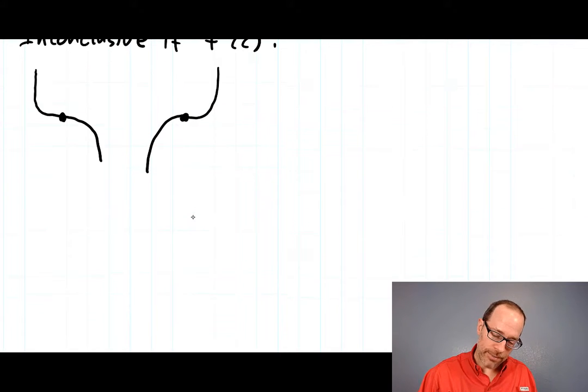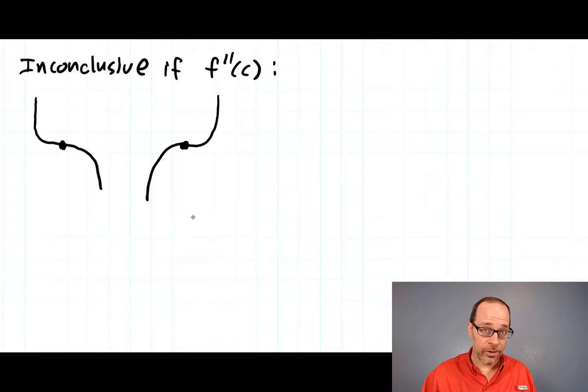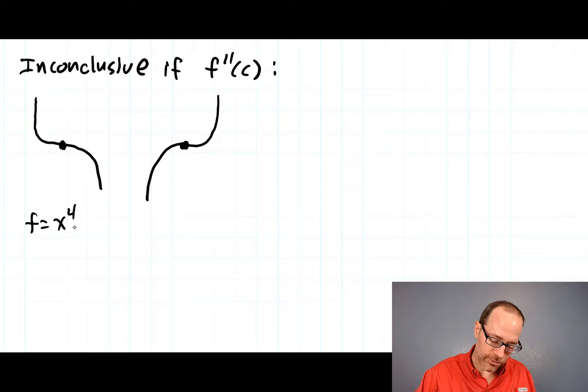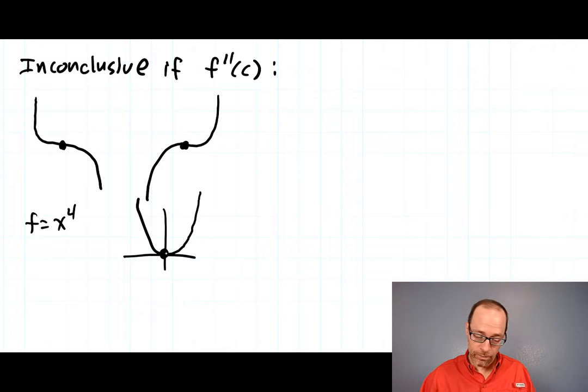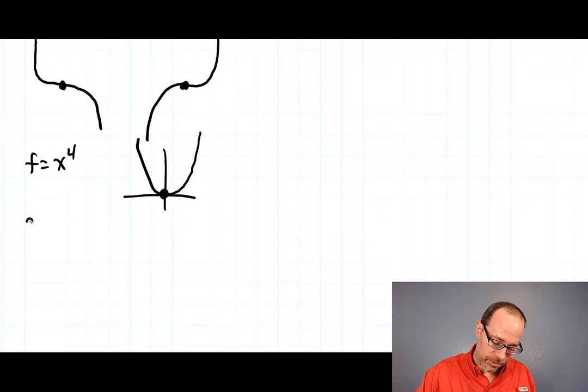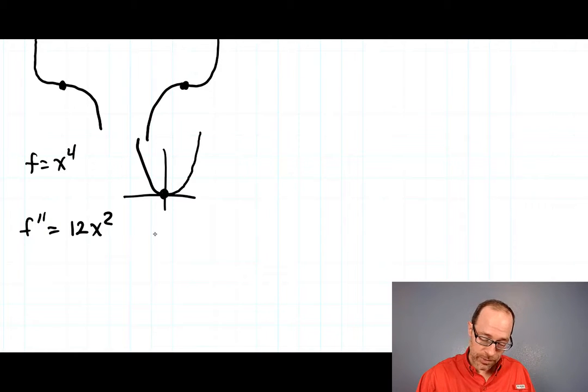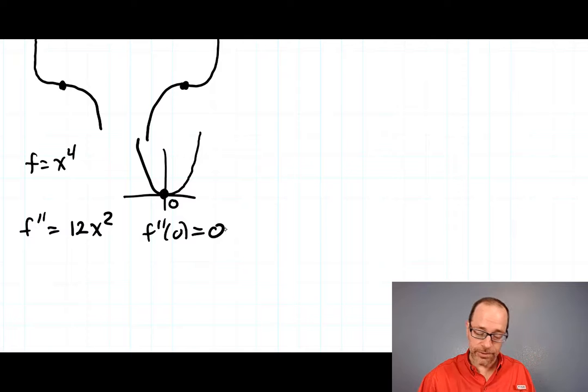But it can also happen that the second derivative is 0, but it's not an inflection point. So for instance, if you have f equal to x to the 4th, the graph looks like this. And you see it will be a local minimum. But the second derivative, so the 4 and the 3 come down, so you get 12x squared. Well, the second derivative at this point, so that point is 0, is 0.